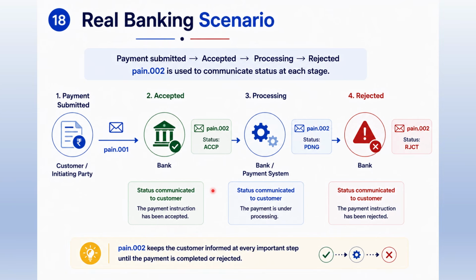Let's take a real-world scenario. A customer submits a payment instruction. The bank receives it. The instruction is accepted. It then moves into processing. But during processing, a validation or business rule fails. The instruction is rejected. At the appropriate stages, status information can be communicated through Pain.002, depending on the implementation. For example, ACCP accepted, PDNG pending, RJCT rejected. And if rejected, the associated reason information can help explain what went wrong. This is why status reporting is so important in modern payment processing.